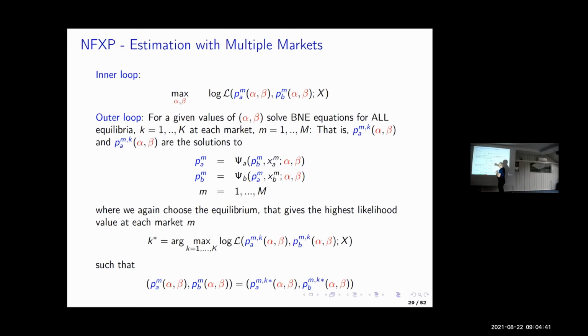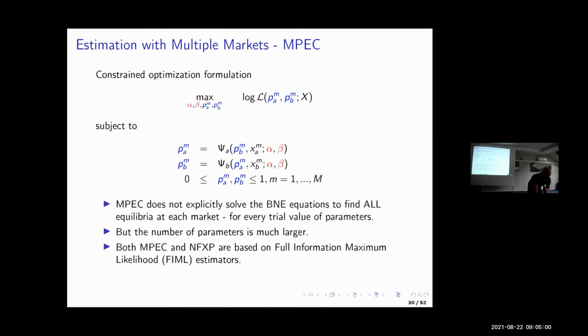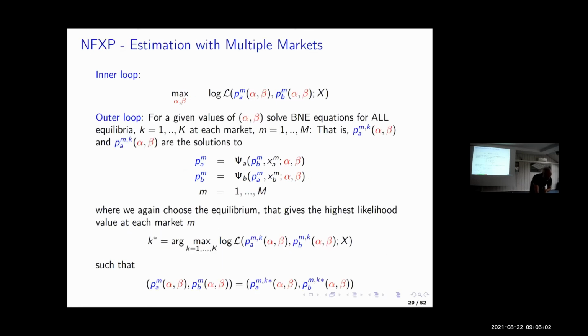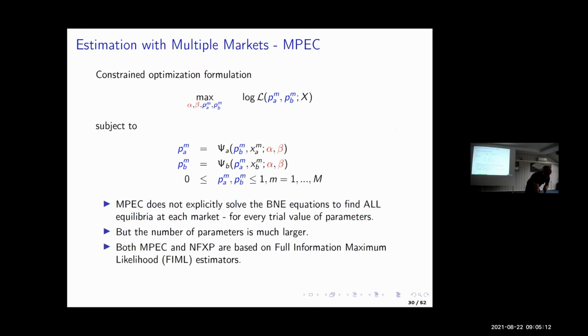Then again we choose the indicator of the equilibrium for each of these different markets that maximizes the log of the likelihood, such that you still have that there are solutions to the game. Now that's NFXP. And you already see that even with a simple model, we need to solve the model more times and find more equilibria.